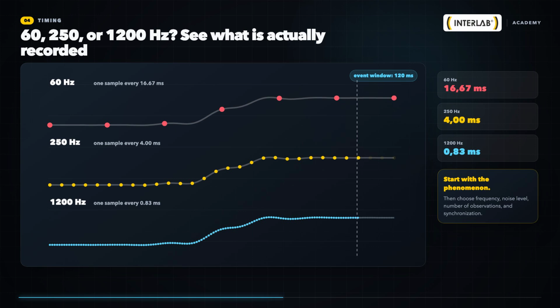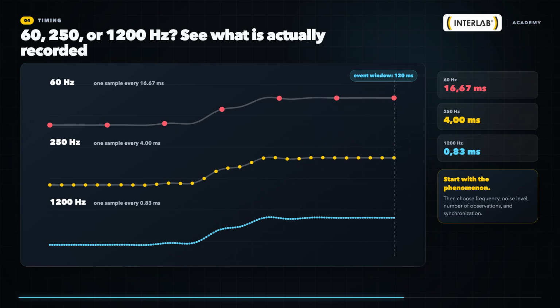In the animation, the gray curve represents the true eye movement. The colored dots are recorded samples. A slower tracker captures the beginning and the end, but reconstructs the dynamics between them poorly. A faster system gives a better estimate of both the movement profile and event timing.